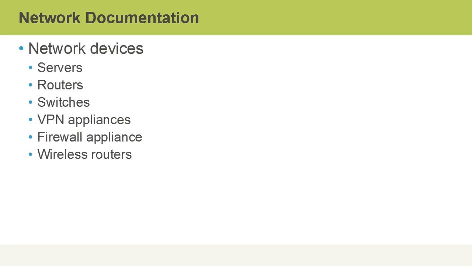Of course, on the network, we're going to have a number of different devices like servers, both physical and virtual, routers, switches, things like VPN appliances, normally placed in a DMZ, a demilitarized zone, firewall appliances, wireless routers. Due to the nature of having a large network potentially with a lot of users, a lot of stations, and a lot of these types of network devices, we can see clearly that there is a need for network documentation.